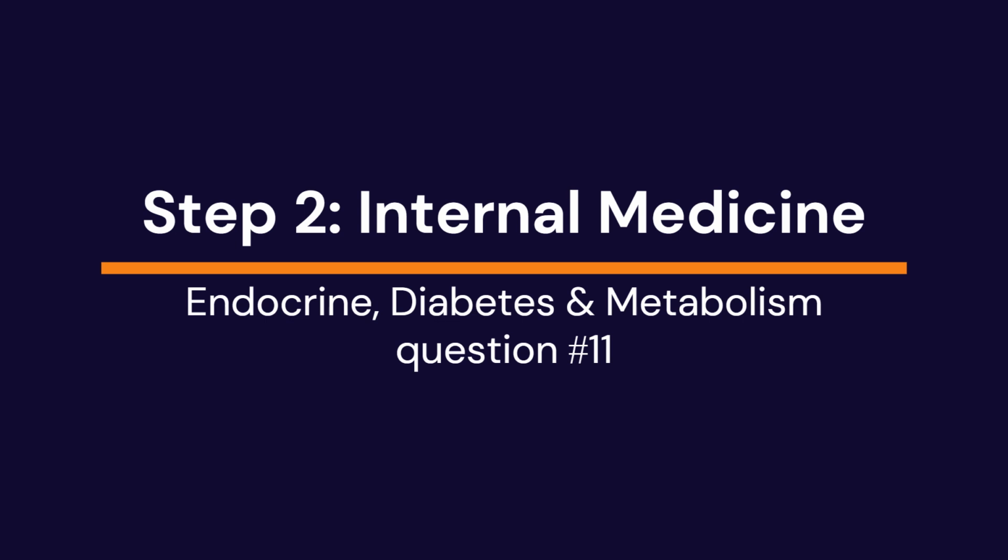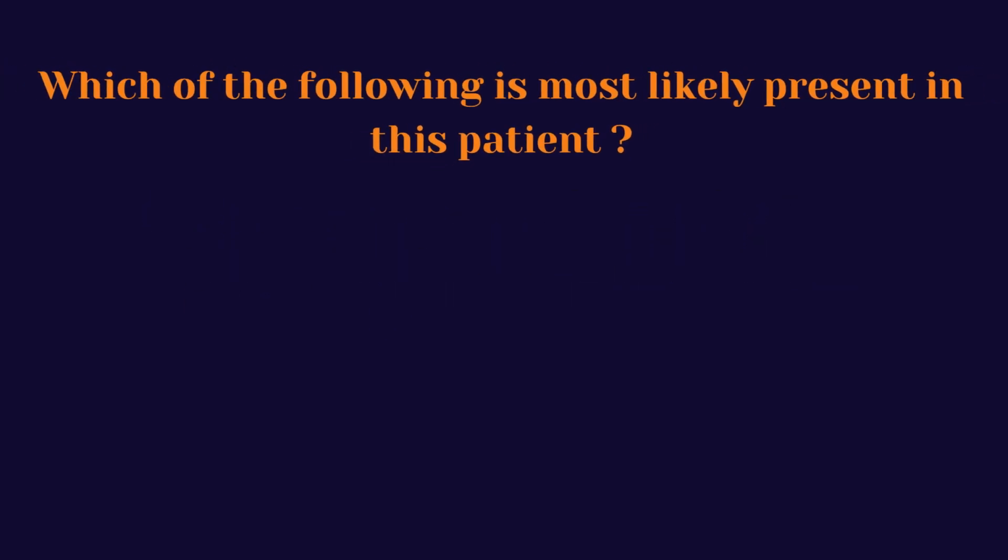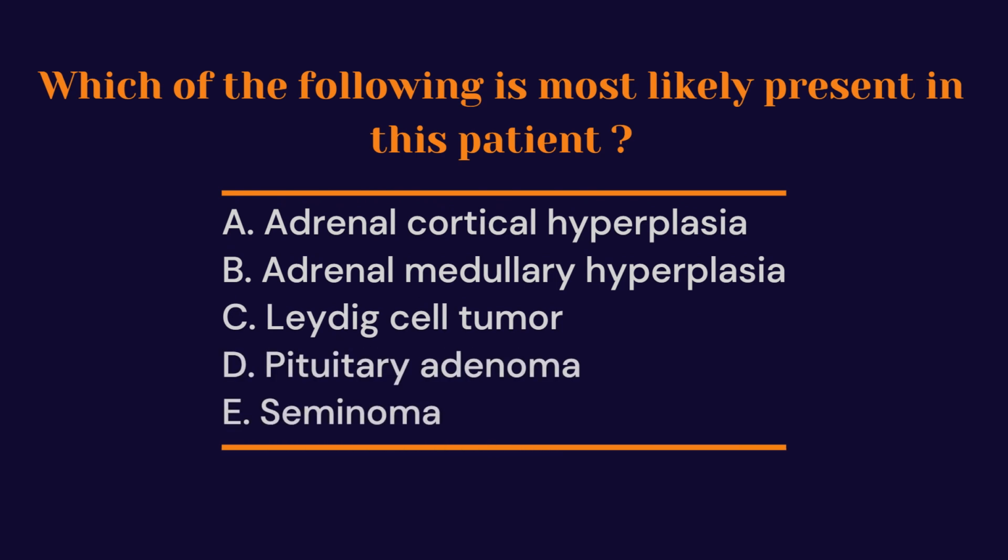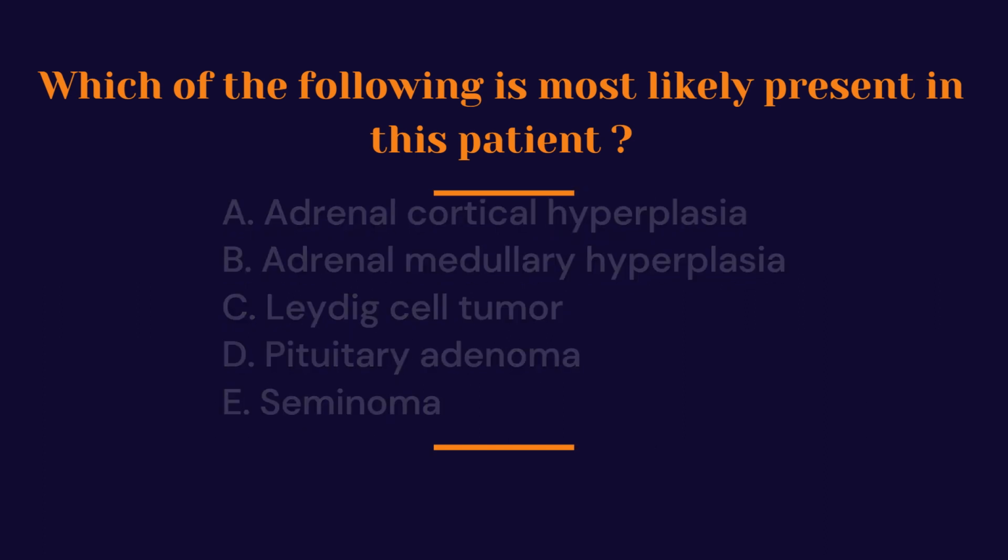The following vignette applies to the next two questions in this episode. For the following case, the first question is, which of the following is most likely present in this patient? A. Adrenal cortical hyperplasia. B. Adrenal medullary hyperplasia. C. Leydig cell tumor. D. Pituitary adenoma. E. Seminoma.